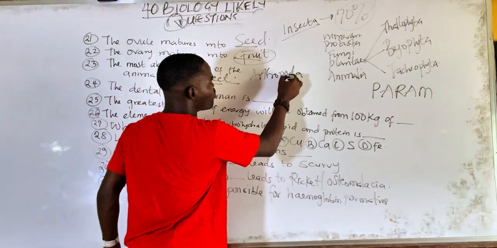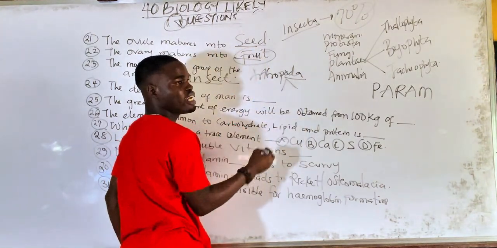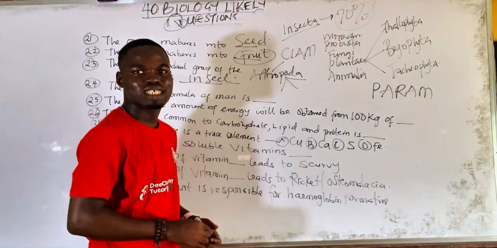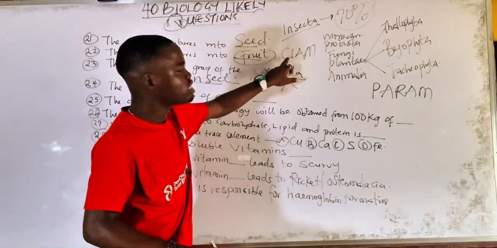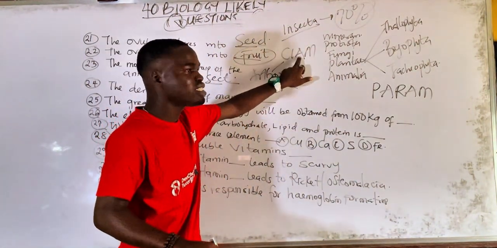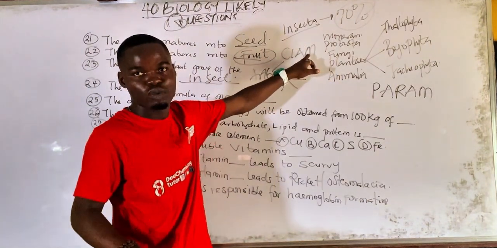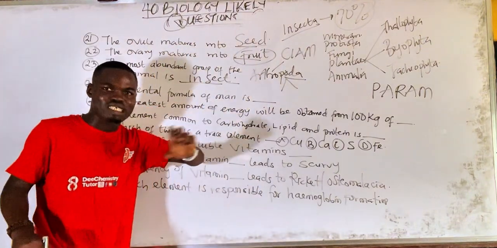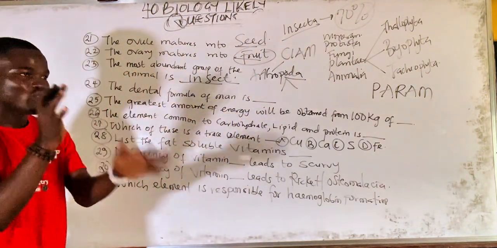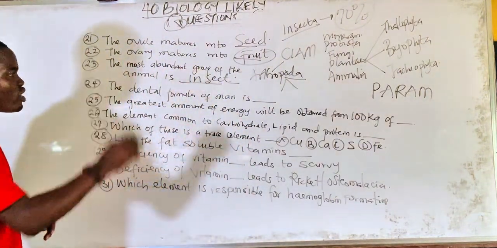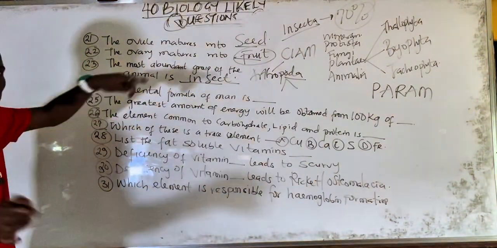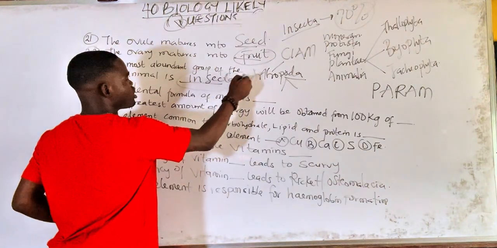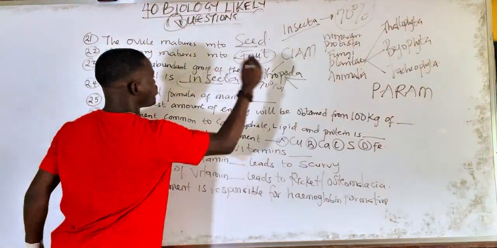Arthropoda is divided into 4. The way I know it since then is SIAM. What does SIAM mean? Crustaceans, Insecta, Arachnida, and Myriapoda. You should have seen something like the centipede and the millipede. I'm just giving you a rough idea because I've explained some things around that, that's why I'm not dwelling more on that. So watch the video around it. But the answer to this question is Insecta. It contains 70% of animals.